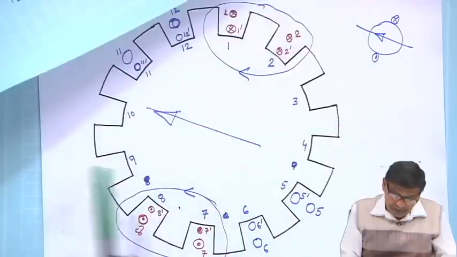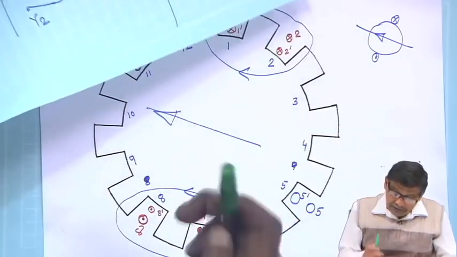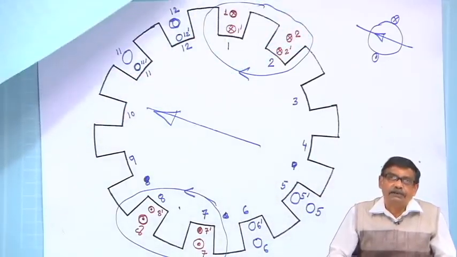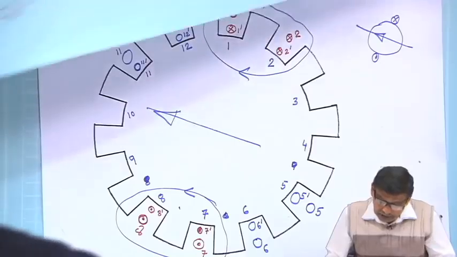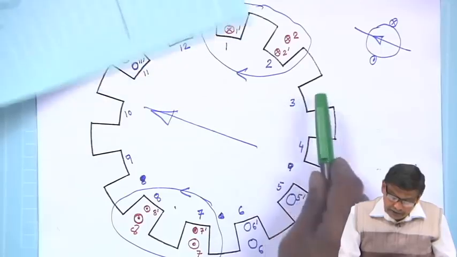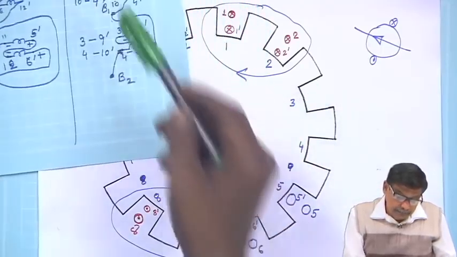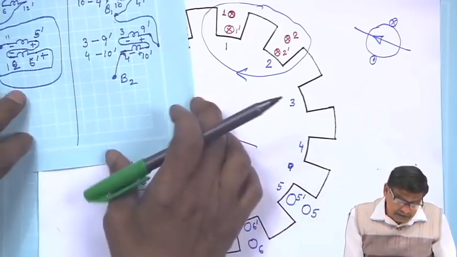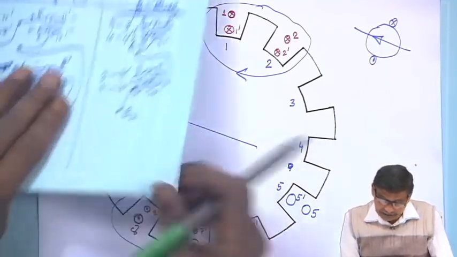and for yellow I have used blue color, coil sides 5 11 dashed. Now, I am using green color for the blue phase. Please bear with me for this, because no other colors are available. So, let me put in the coil sides for the B phase. The B phase is 9 3 dashed.